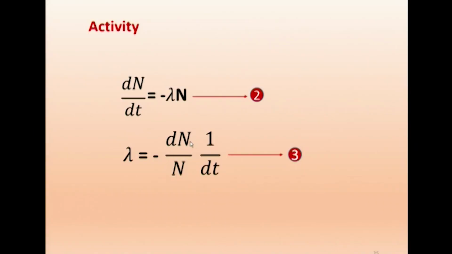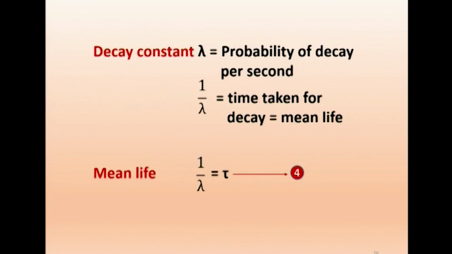So this part represents probability, and this represents time. Therefore lambda will represent probability of decay per second. So that's what we have just said. Decay constant lambda is the probability of decay per second.